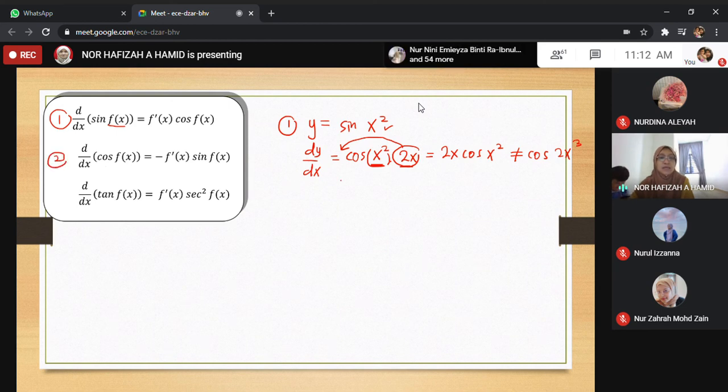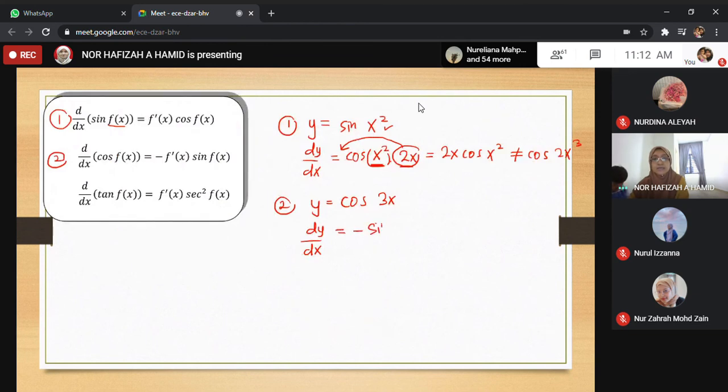For the second, it is the same. If you have cos f(x), for example, y equal to cos 3x, you want to differentiate dy over dx. If you refer back to the basic formula, differentiating cos gives negative sin. So cos 3x gives negative sin 3x, but you must multiply with the differentiation of 3x, so you have 3. The 3 is transferred to the front, so negative 3 sin 3x. Okay, so this one is for number 2, and last number 3.